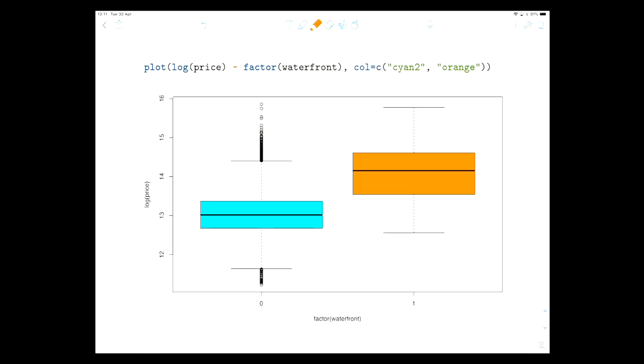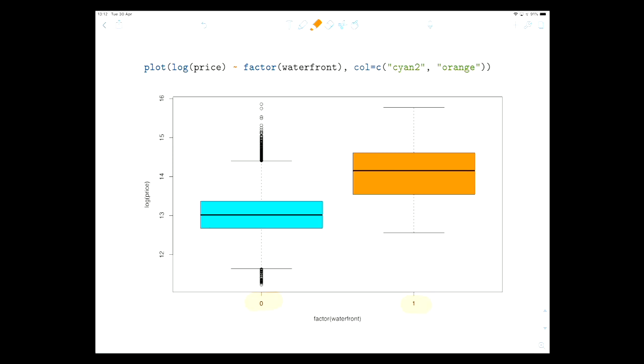Over here, log price, you can see there is an obvious difference between the log price of properties which have a waterfront versus properties which do not have a waterfront. The orange box plot is the ones which have a waterfront, as denoted by the value 1, and the blue one represents the ones which do not have a waterfront, which is sort of expected. Properties which are on a waterfront are more valuable in general, and that's reflected in that box plot.